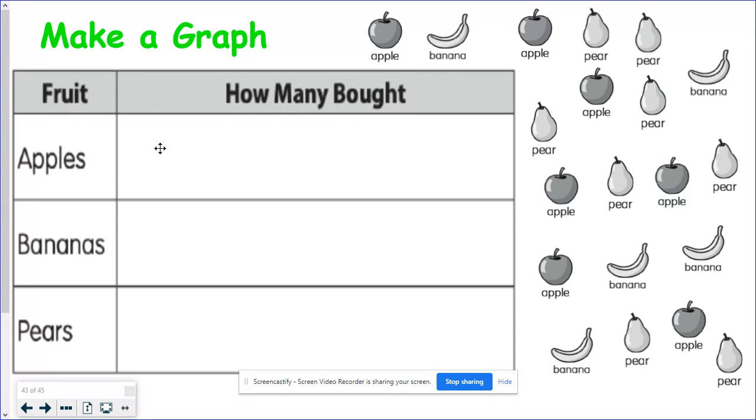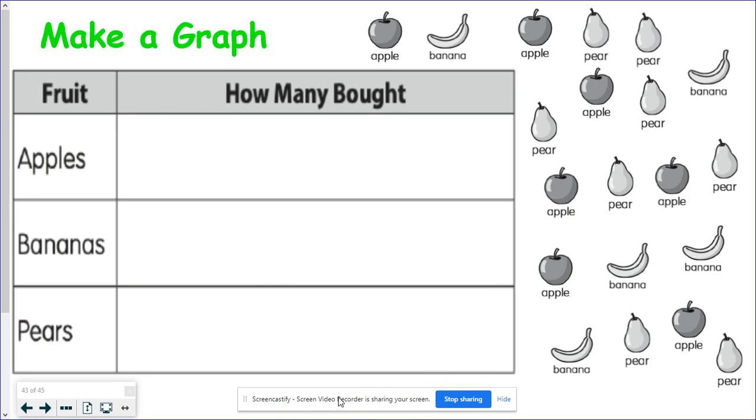So first thing we are going to do is make a graph. We'll make our picture graph using pears, apples, and bananas, all these fruits that are over here. We're going to sort them by fruit. See, it's already listed apples, bananas, and pears, and by how many were bought. So first let's sort our apples.